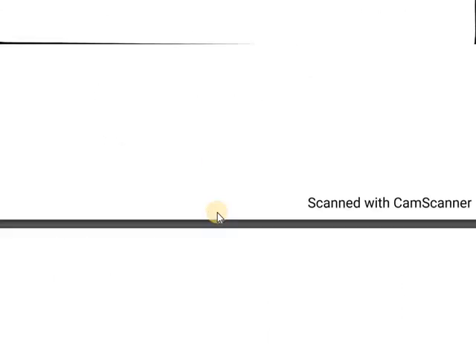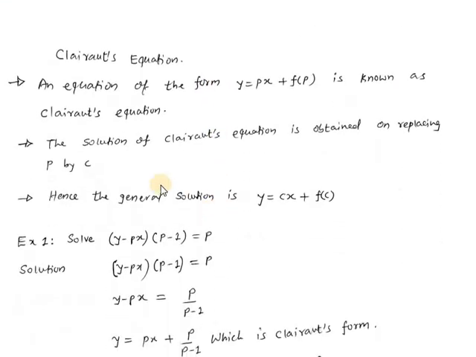Now let us discuss Clairaut's equation. An equation of the form y is equal to px plus f of p is known as Clairaut's equation. So the solution of Clairaut's equation is obtained on replacing p by c. Hence the general solution is given by y is equal to cx plus f of c. Here we have replaced p by c.